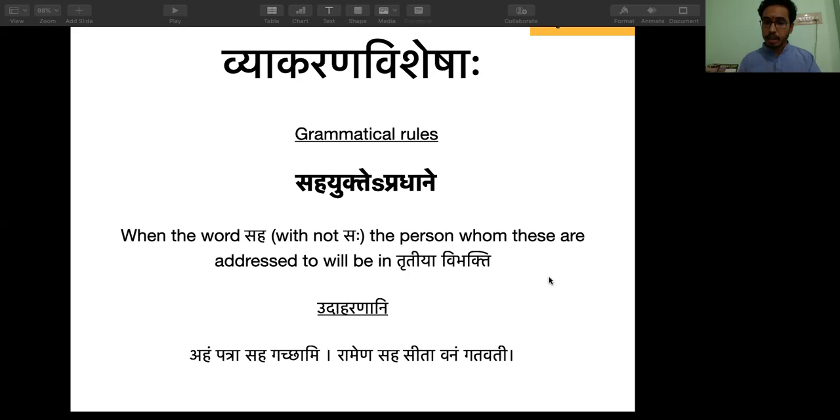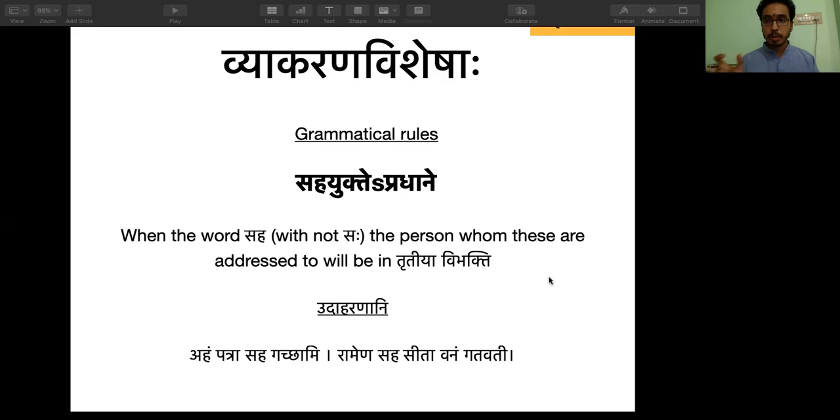Aham mitrena saha gacchami. I go with my father. Pita shabda, pita pitaro pitarah, pitaram pitaro pitrn, pitra. Aham pitra saha gacchami. I go with my father. Ramena saha Sita gatavati. So Sita is going, but she's going along with Rama. So since she's going along with Rama, Ramena saha Sita vanam gatavati. If you want to tell the other way, Rama went to the forest along with Sita, then it will become Ramah Sitaya saha vanam gatavan.